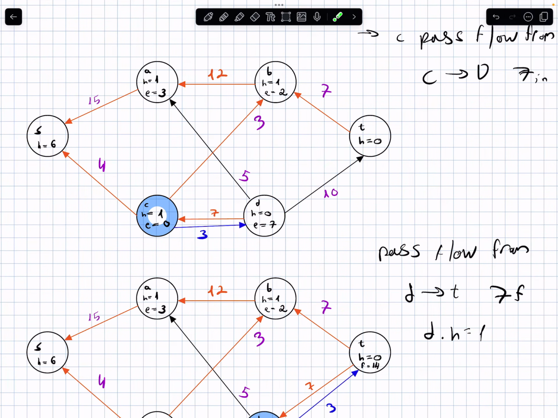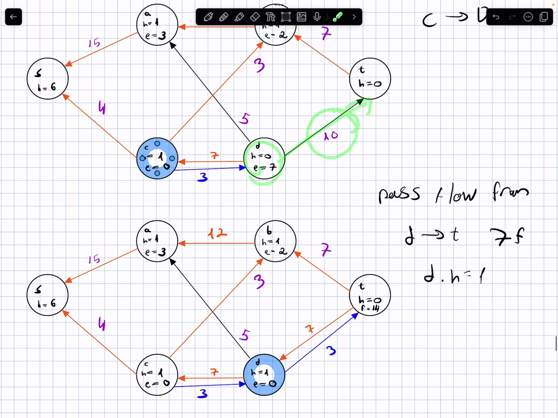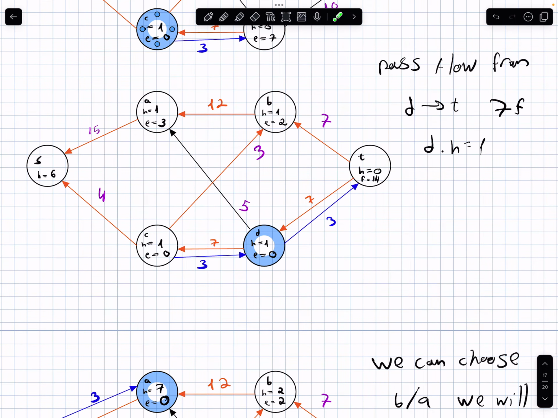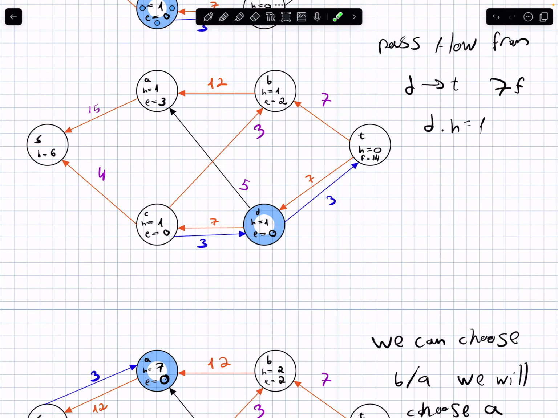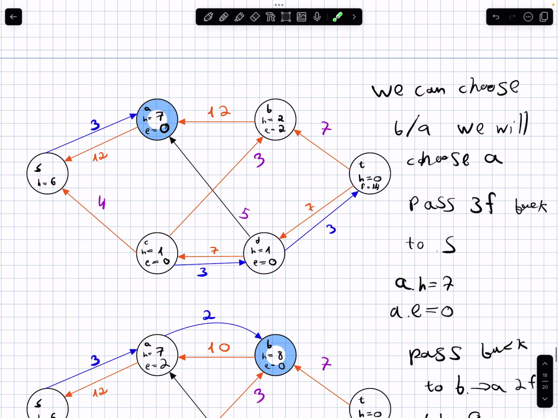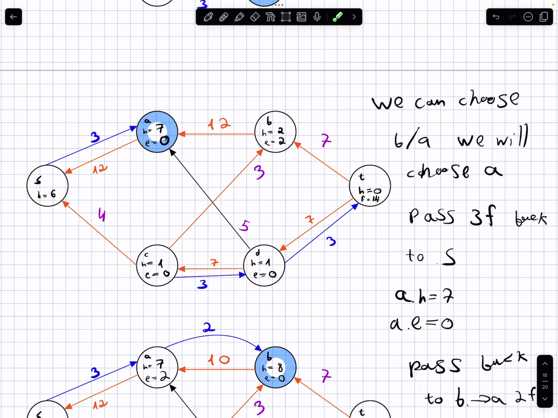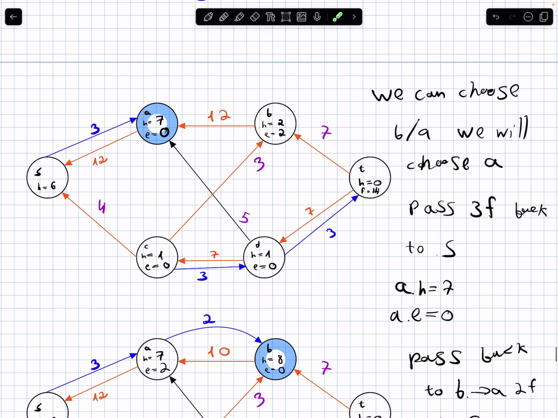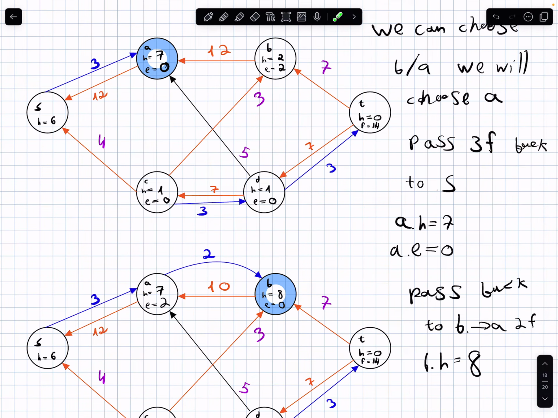And how much do we have? It's 7. And we're not limited by the capacity because the capacity is bigger than the axis. So we'll push everything we have here, and we can still put 3 more, but we don't have where to take it from. So here's what we see, and we can choose B or A. Pass 3 flow back to S, and A dot H will be 7, and A dot axis will be 0.